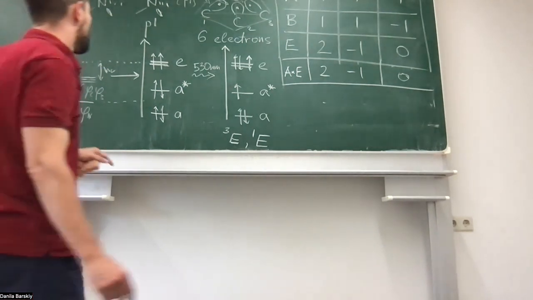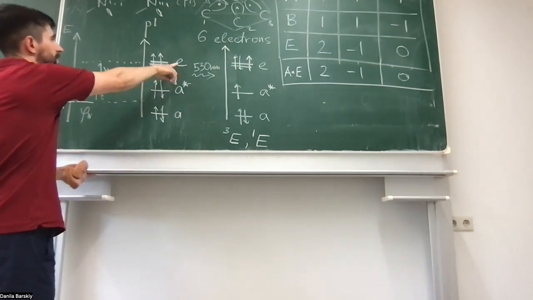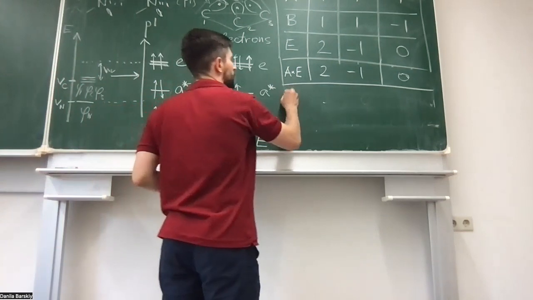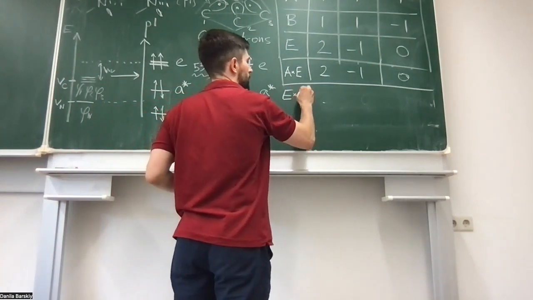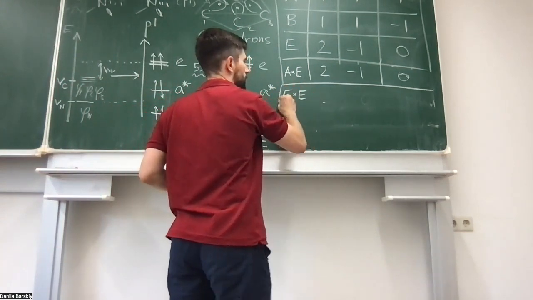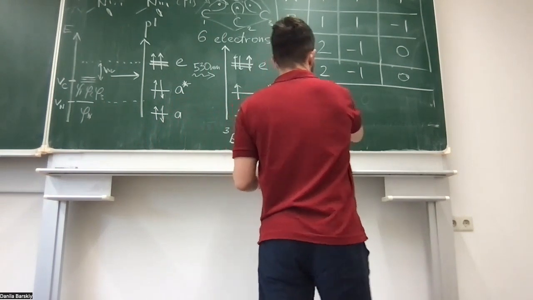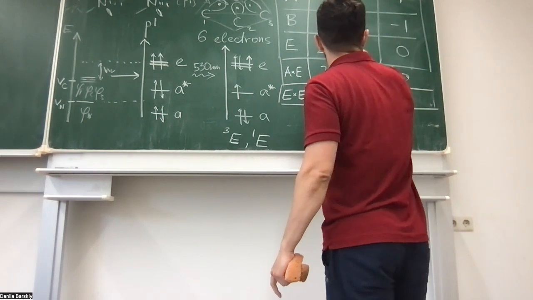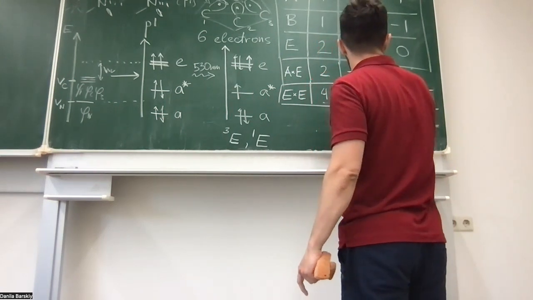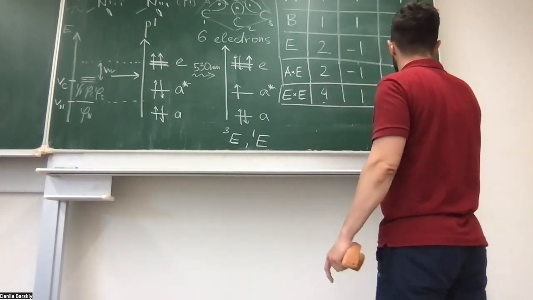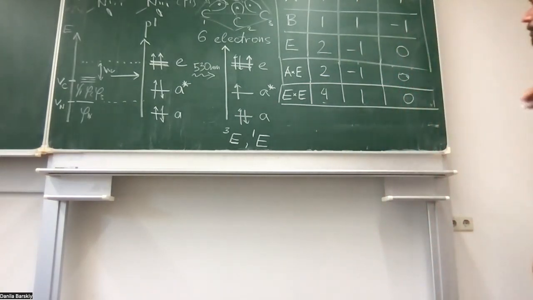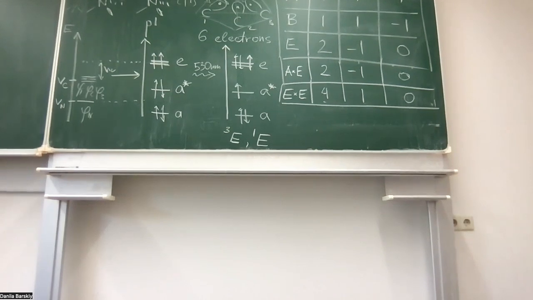Now let's talk about this. So here it's a little bit more tricky because we multiply E by E. So what are we going to have? 2 times 2, 4. Minus 1 times minus 1, 1. 0 times 0, 0. How do we decompose that? Do you see already?